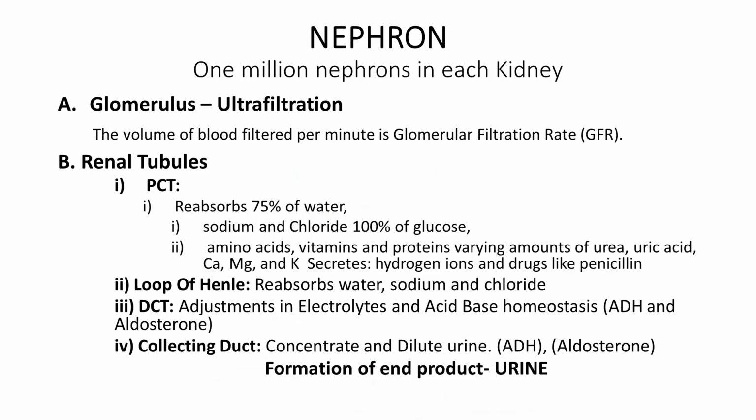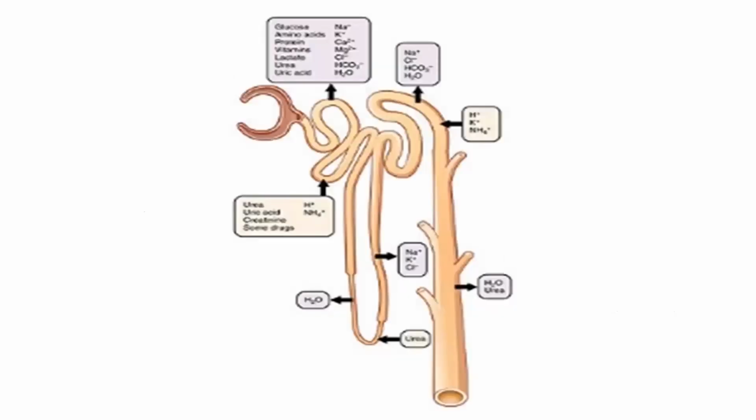Then in the loop of Henle, there is reabsorption of sodium and water, and then in the distal and collecting tubule there is adjustment of electrolytes and acid-base homeostasis under the influence of ADH and aldosterone. The final product is the urine, which is around 1.5 to 2.5 liters in 24 hours. The proximal convoluted tubule, as I have already told you, absorbs almost everything, and then there is selective reabsorption and secretion at different parts of the tubules. So you just have to remember this.